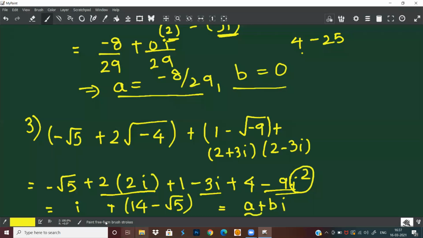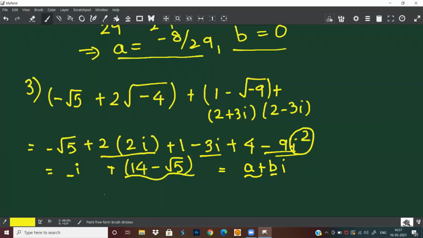So ये real part is equal to ये real part. And ये imaginary part is equal to imaginary part. So the value of A is 14 minus √5, and value of b is going to be 1.